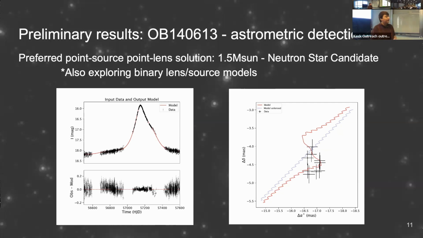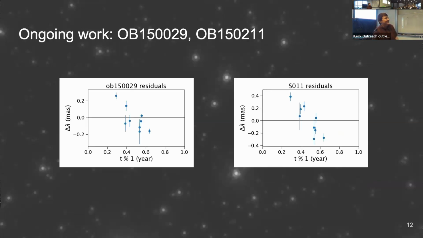So this event, from our preliminary analysis, we've got a little more work to go here, but the current preferred model for a point source point lens solution is a 1.5 solar mass lens, which would make it a neutron star candidate. But as you can see in the photometric light curve, we have a little bit of weird residuals going on here. So we're also considering the possibility that either the lens and or source star in this scenario could be a binary. And those fits are currently running and they take a long time to run, so I wasn't able to show them today.